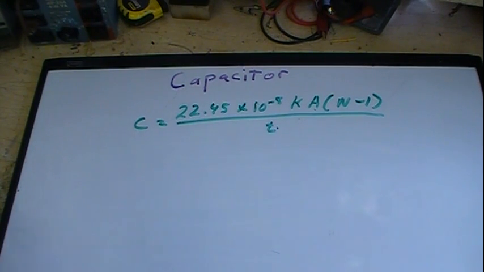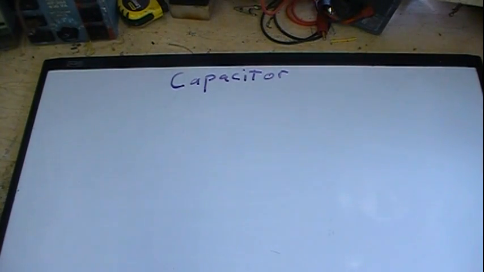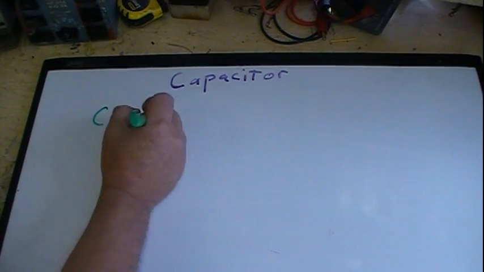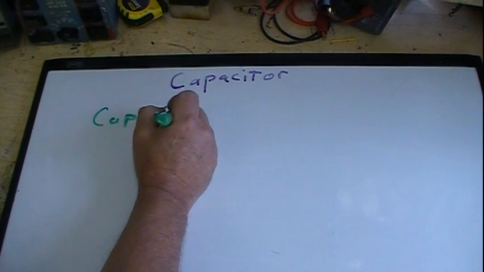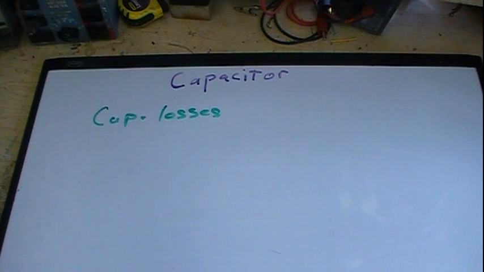Now, the next little thing we're going to talk about, and you can pause the video at any point if you want to write this stuff down, is the capacitor losses. Cap losses. Now, all capacitors leak a little. And for the most part, it's such low leakage that it's not important.